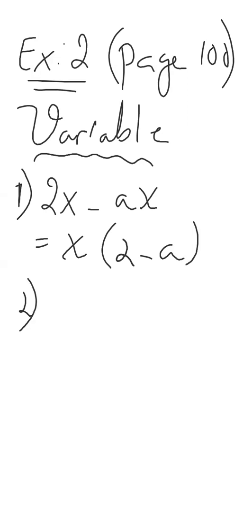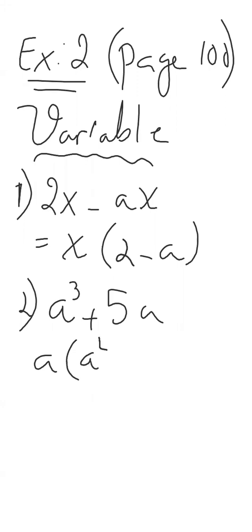Part 2, we have a cubed plus 5a. Of course, a is the common factor, with exponent 1, meaning a. So if we take a from a cubed, we still have a squared plus 5. Great. Right. Let's continue.